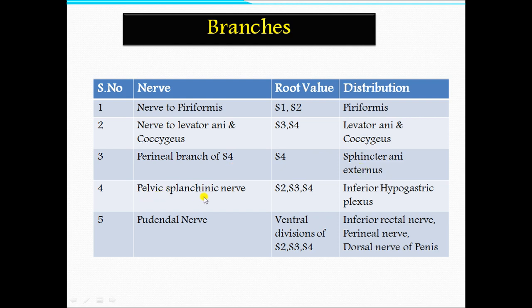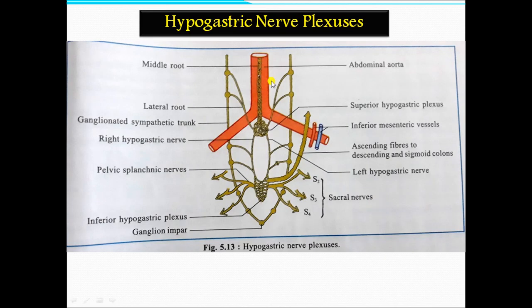Next, the pelvic splanchnic nerves. They are formed by the S2, S3 and S4 nerves, and these nerves are formed here in the inferior hypogastric plexus. In this diagram there are 2 plexuses: the superior hypogastric plexus and the inferior hypogastric plexus. Let's see the inferior hypogastric plexus formation.